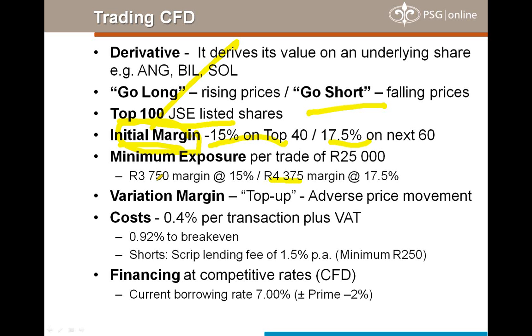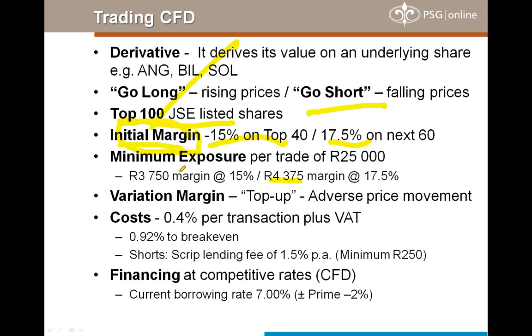Now, with derivatives, we have a thing called mark to market. On a daily basis, that profit or loss will be in your account. So if you bought something at 10 Rand and it goes up to 11 Rand, you're making 1 Rand. That 1 Rand profit is in your account tonight.